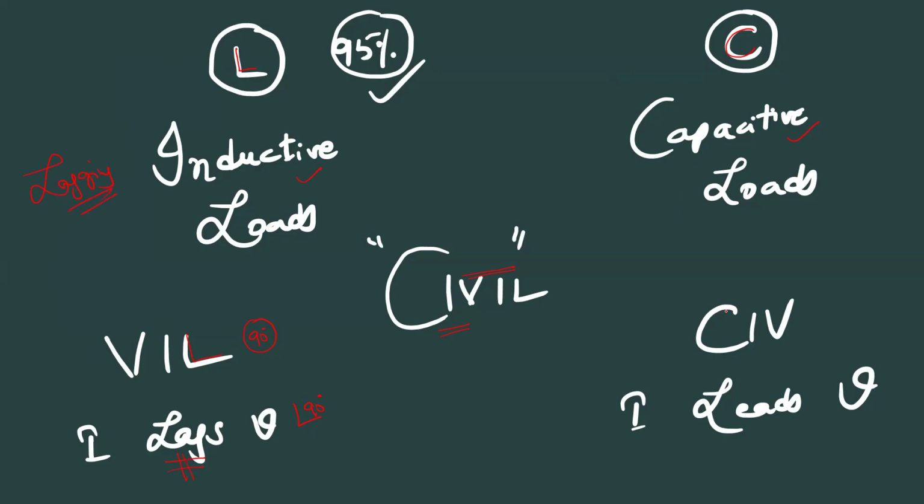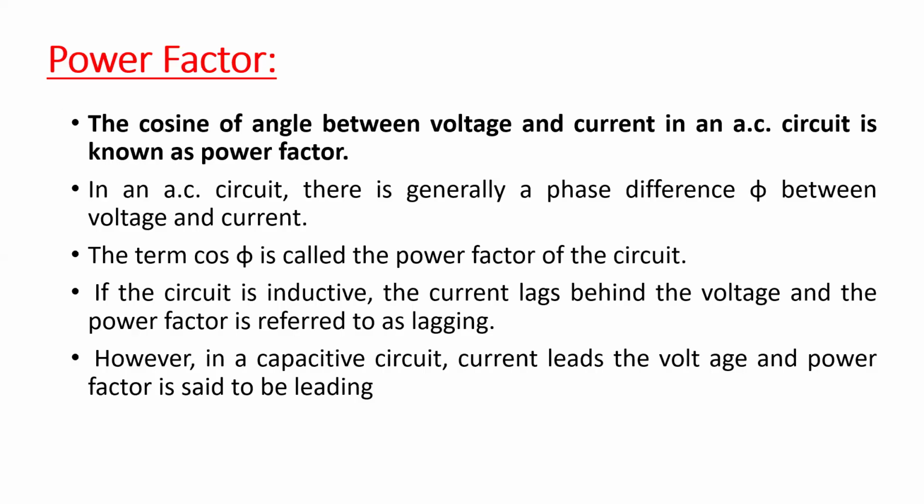Whereas for capacitive loads, CIV: in a pure capacitor, current leads voltage by an angle of 90 degrees. That's why these types of loads are leading loads. Remember that. But about 95% of loads are inductive loads only, and those loads are lagging loads. Power factor is nothing but the cosine of the angle between voltage and current.